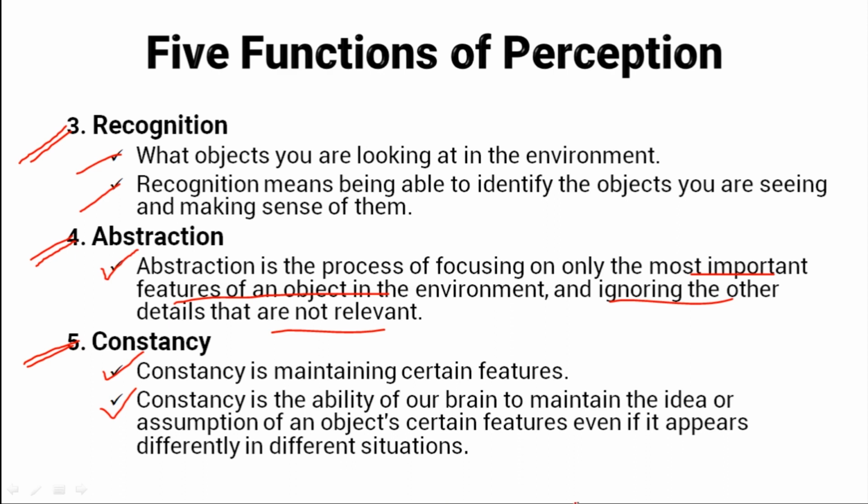Similarly, when you see a friend coming towards you from a distance, the image on your retina changes, but your brain doesn't perceive your friend as growing or shrinking. This ability of the brain to maintain a consistent perception of an object is called constancy. Constancy is the ability of our brain to maintain the idea or assumption of an object's certain features even if it appears differently in different situations.